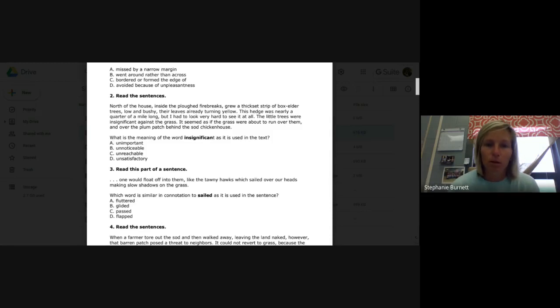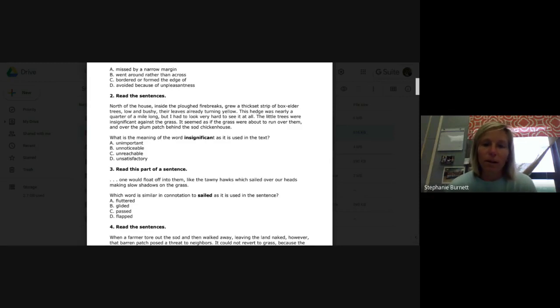It says north of the house, inside the plowed fire breaks, grew a thick-set strip of box elder trees, low and bushy, their leaves already turning yellow. This hedge was nearly a quarter of a mile long, but I had to look very hard to see it at all. The little trees were insignificant against the grass. It seemed as if the grass were about to run over them and over the plum patch behind the sod chicken house. All right, so let's talk about a house and some bushes and trees and the hedge and the thicket and things like that.